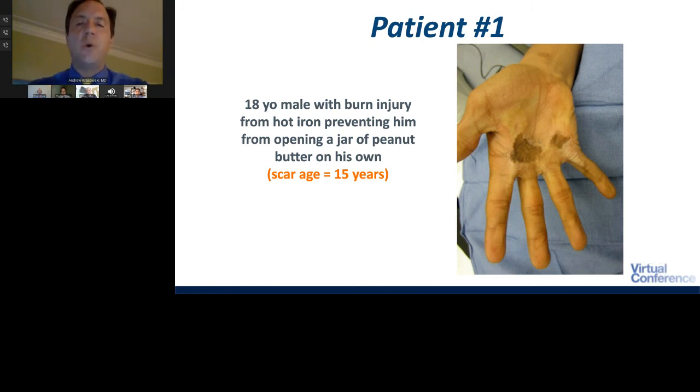And if you asked him what he wants to get out of the therapy, he says, I just want to be able to open a jar of peanut butter without my mom knowing I'm raiding the cupboard. That's it. As simple as that. Okay, so I'll set him up.